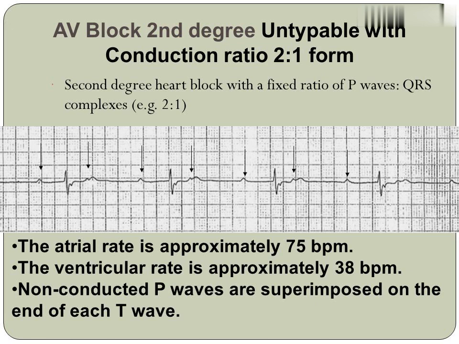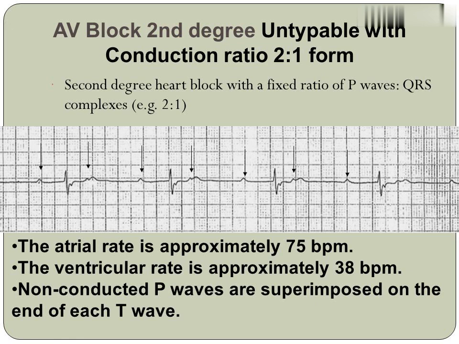2nd degree heart block with a fixed ratio of P waves to QRS complexes, for example 2-to-1. The atrial rate is approximately 75 bpm. The ventricular rate is approximately 38 bpm. Non-conducted P waves are superimposed on the end of each T wave.